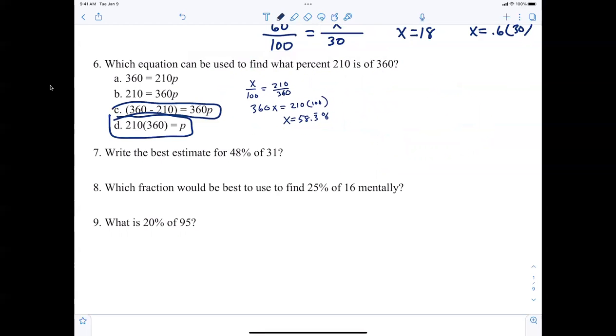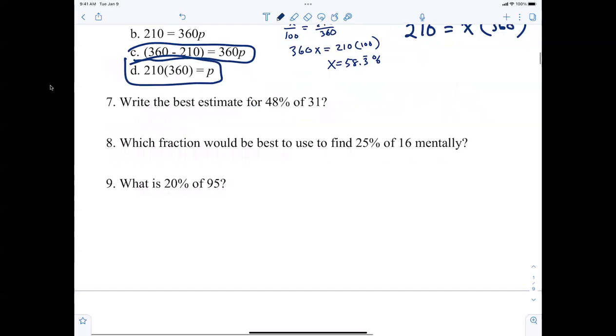If you wanted to write the equation, it's just what? 210 is what percent of 360? That's why you could say the answer is B. Except instead of X, they just use the letter P. All right, James, give me a shot here.